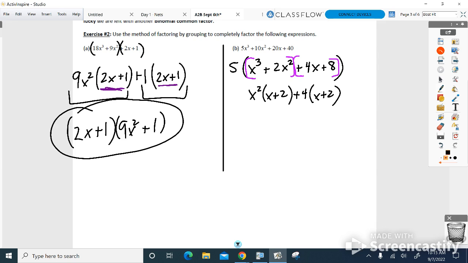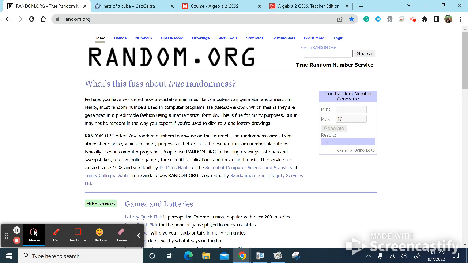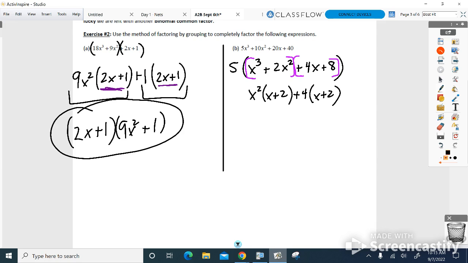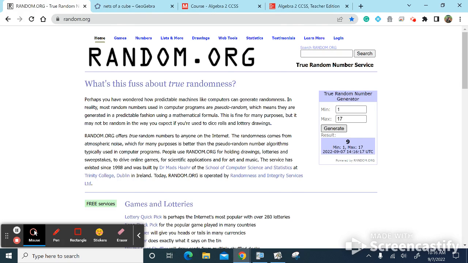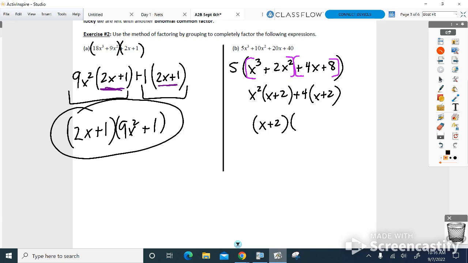All right, finish grouping. You're not done. Finish grouping. Here we go. What's the same on both sides here I can take out? Look at the left and the right. What's x plus 2? Done. I take out an x plus 2. Divide each side by x plus 2. What's left over for the last parenthesis? X squared plus 4. Great work.